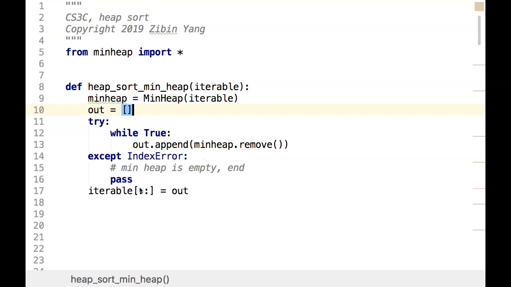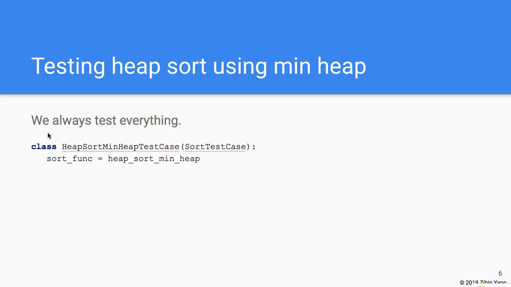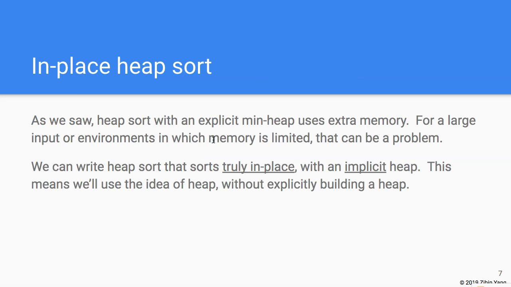And in order to update the input in place, we basically use list slicing, and we say we update the entire list with whatever's in our sorted output. All right, so now we have an implementation. We should test it. You should be very familiar with how to do this right now, so I'm not going to go into the details of this. So let's move on.